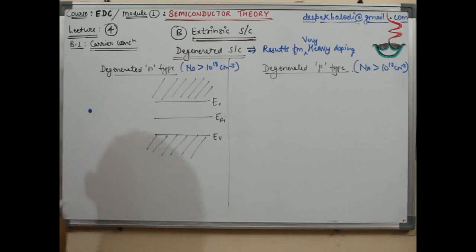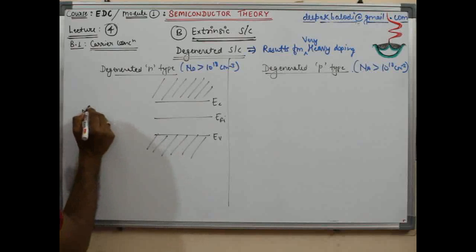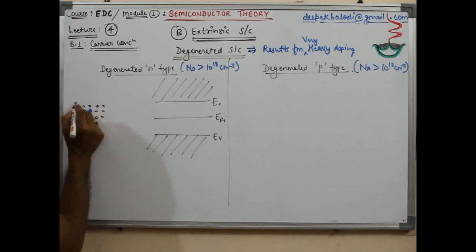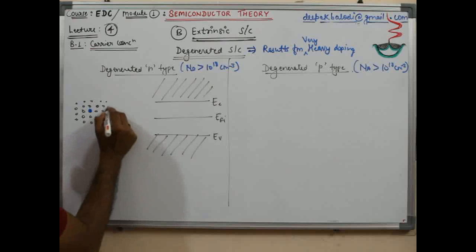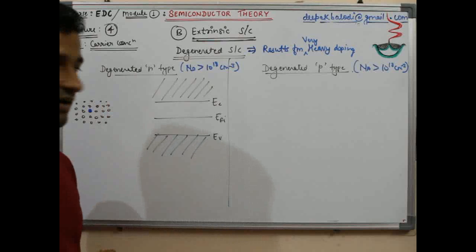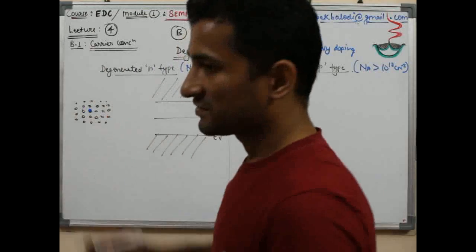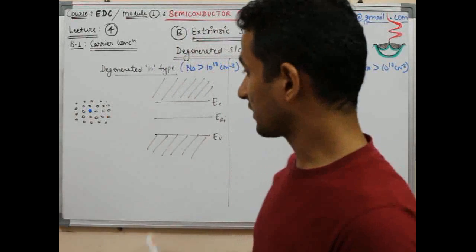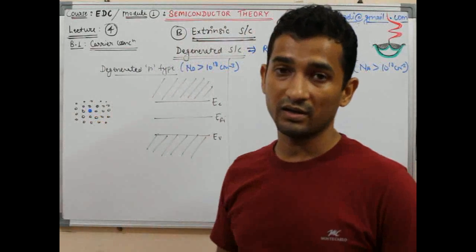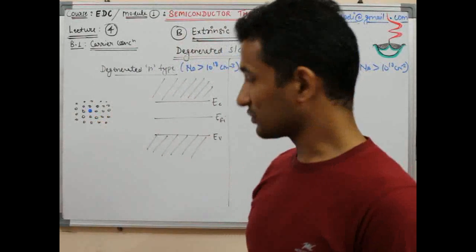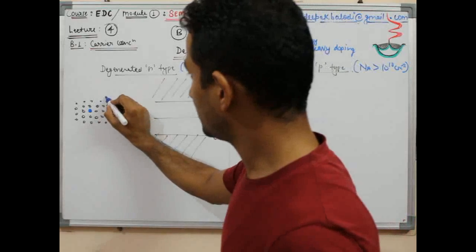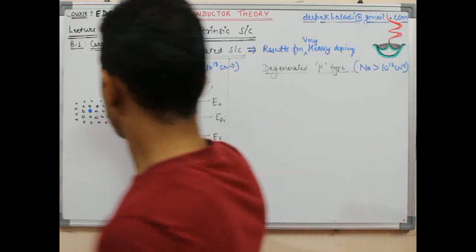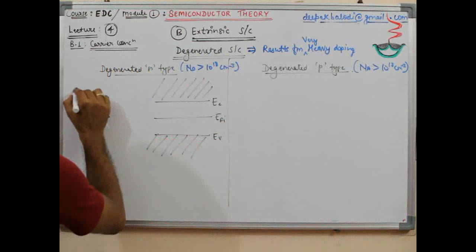The extrinsic or impurity atom is surrounded by lots of silicon atoms in the neighborhood. So earlier, with nominal doping concentrations like 10 to the power 14 and 10 to the power 15, this extrinsic or impurity atom was not finding any other impurity atom nearby. So earlier this was the scenario.